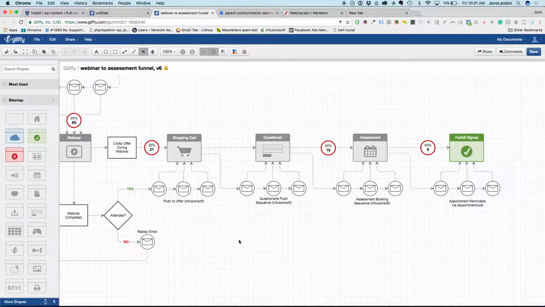And then also we ask, are you interested in the 50% discount on Hubbli? And they always say yes. So we're prepping them for that pitch as well. We've talked about it in the webinar, we're talking about it in the questionnaire, and then they show up for the assessment. And what do I do in the assessment?